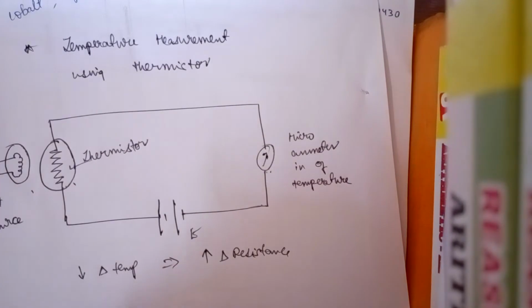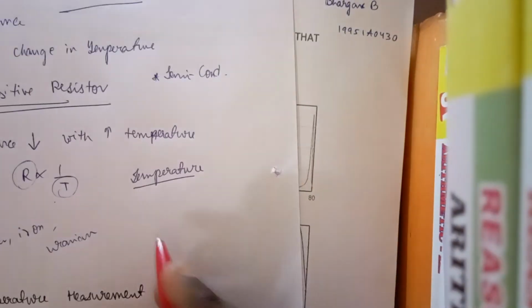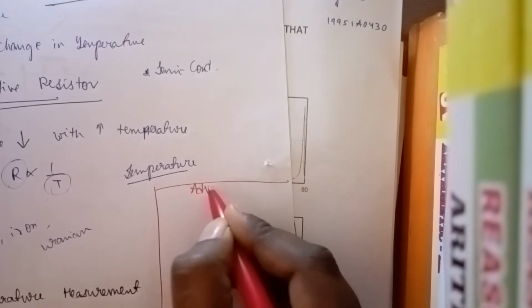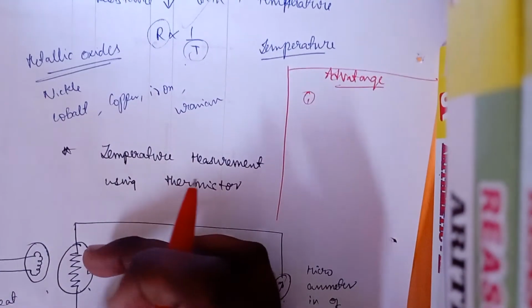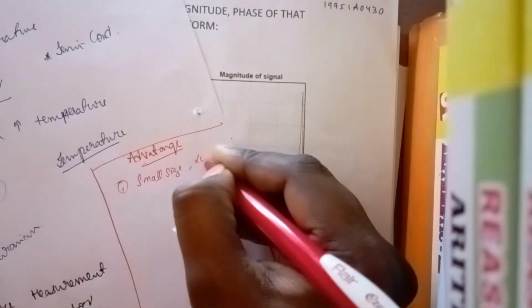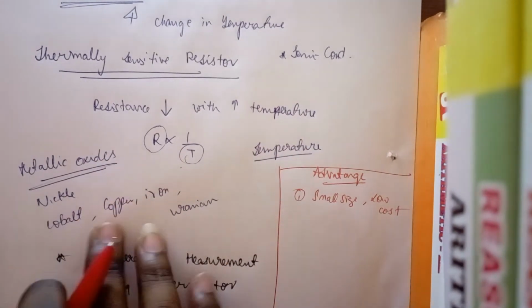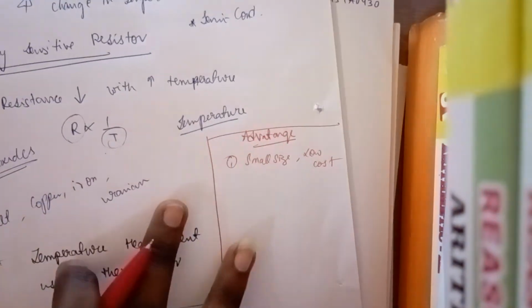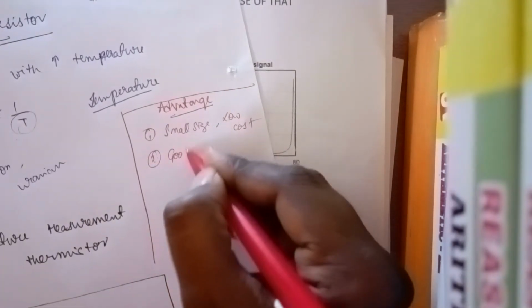Next we will see the advantages of thermistors. Coming to the advantages: they are very small in size, because it's nothing but a resistor. Also it's low cost, because the oxides that we are using, copper, iron, uranium, nickel, are not that expensive, they are cheap. Next is good sensitivity. It has very good sensitivity.